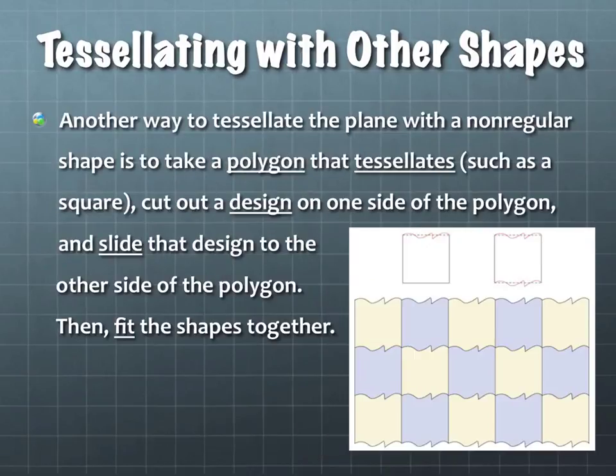There's a couple others we're going to look at. Another way to create a tessellation of a plane is to take a polygon that tessellates, like a square or a triangle or a hexagon, and then manipulate one side. So we're going to cut out a design on one side of the polygon, slide that design to the other side of the polygon, and then the shapes fit together.